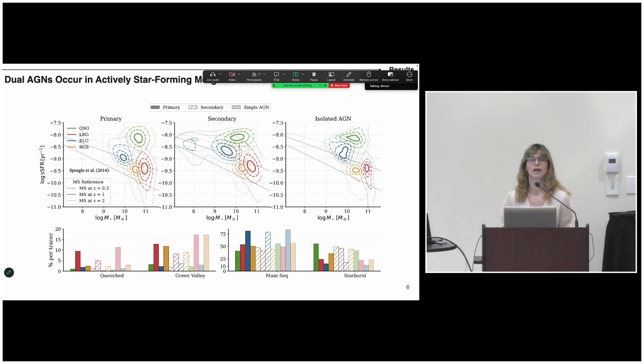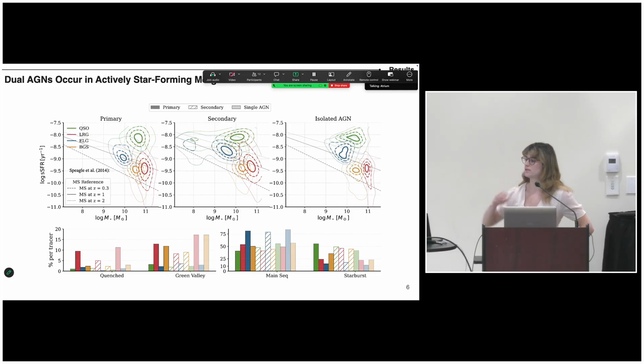So after this, let's look at where these dual AGNs live. For that, we look at their host galaxy parameters. Specifically here, we look at specific star formation rate dependent on stellar mass. In dual AGNs, the AGN that is hosted by the more massive galaxy, we call the primary, and we see it on the first panel. The one hosted by the less massive galaxy, the secondary, is shown on the second panel. And we also compare those with the isolated AGN population on the third panel. Different colors correspond to the different DESI galaxy types that we mentioned before.